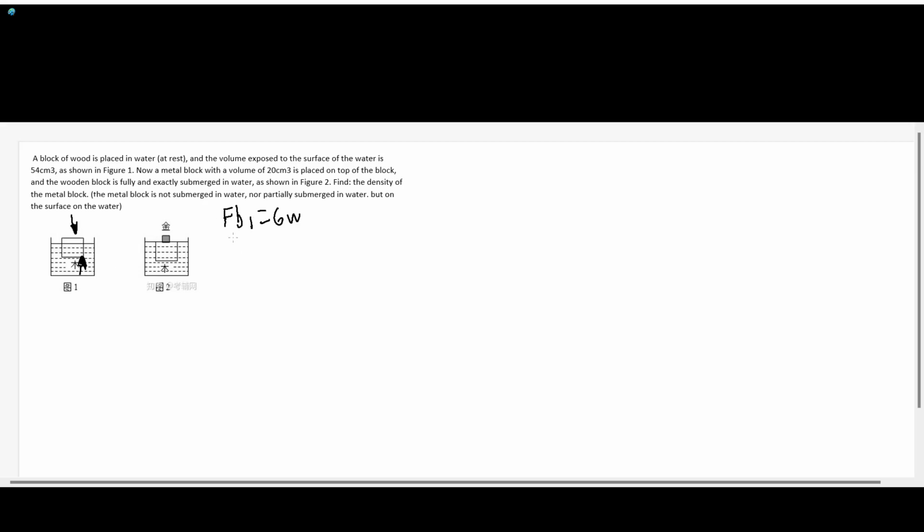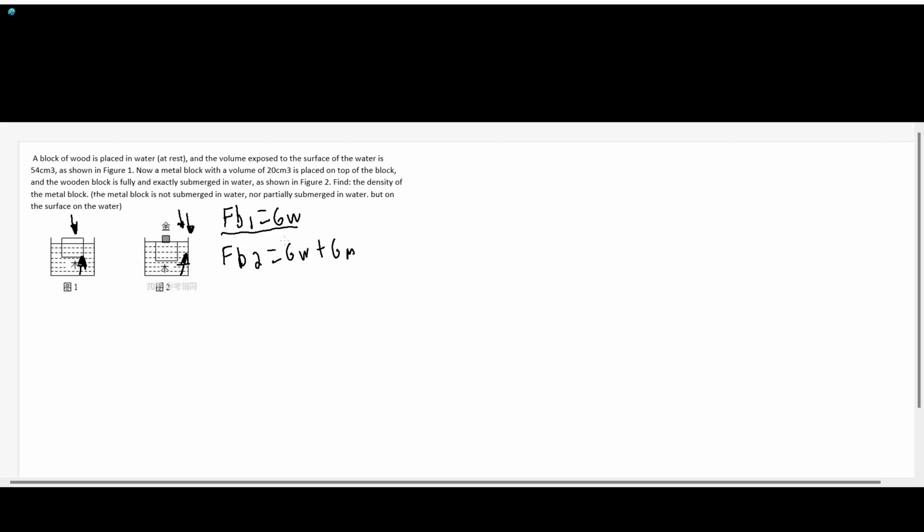We'll leave it at that. Don't expand it yet because we need to consider the second situation. Buoyant force 2 is equal to the gravity of the wood plus the gravity of the metal, because now we added the metal's weight. And it's still floating, right? These two forces together still don't make the up force insufficient, so it doesn't sink.